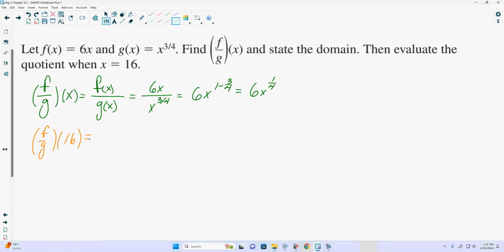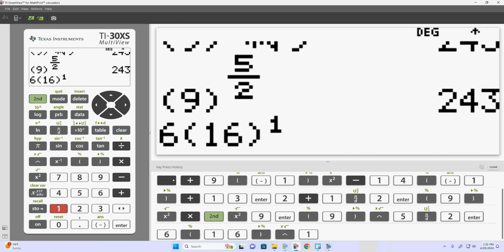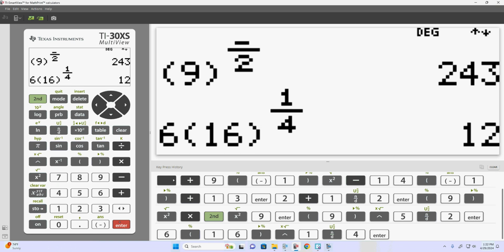Now we are going to find f divided by g of 16. We're going to take 6 times 16 to the 1/4. Questions on this? Now again, we can do this by hand. The 1/4 is just asking what times itself 4 times is 16, and that would be 2. And 6 times 2 is 12. Or we could say 6 parentheses 16 to the 1/4 in the calculator and it gives us 12.